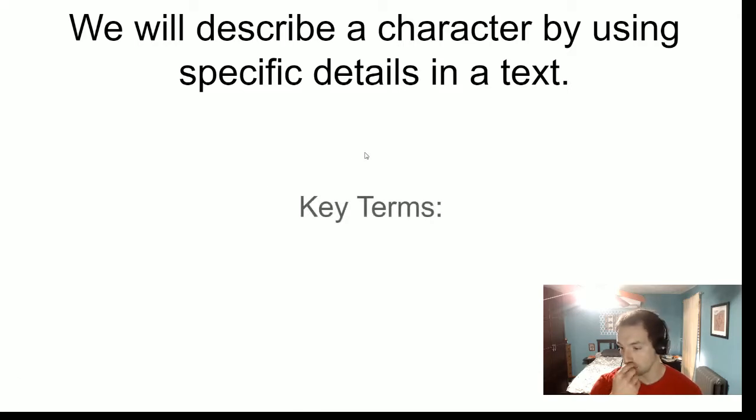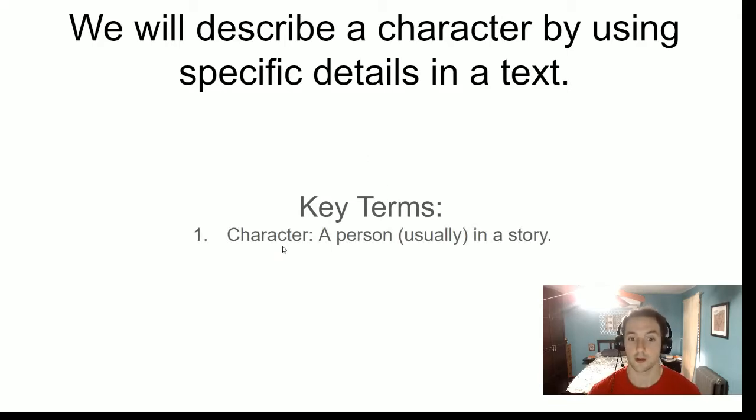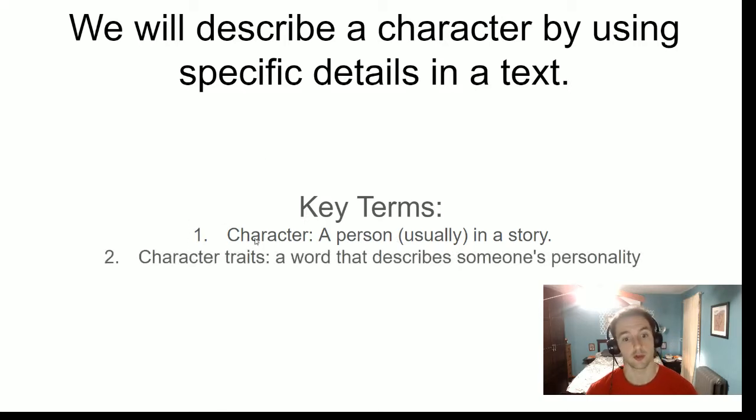Some words that we need to know. Most of us already know these words and we're very familiar with them, but just a quick review. A character is a person, usually in a story. I put usually because sometimes it's not a person. It can be an animal, depending on the story, or sometimes even an object, but usually it's just a person in a story. Character traits, this one is sometimes confusing, is a word that describes someone's personality.